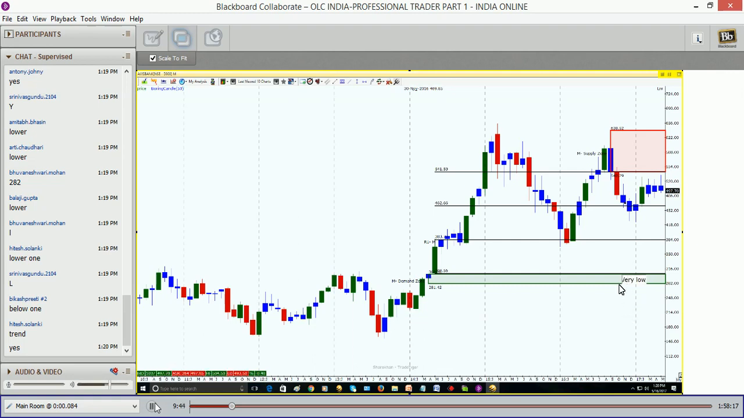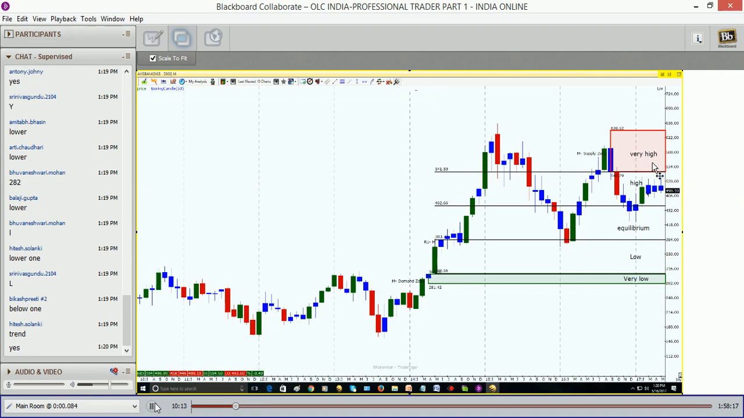We are going to call this part over here as low. We are going to call this part here as equilibrium. We're going to call this part over here as high. This is going to be called as very high.